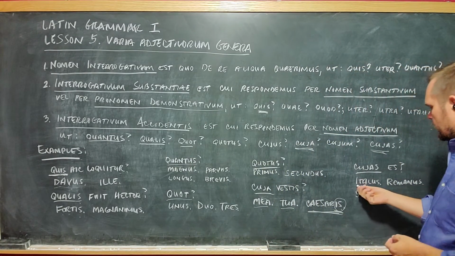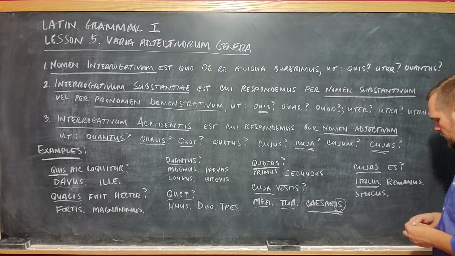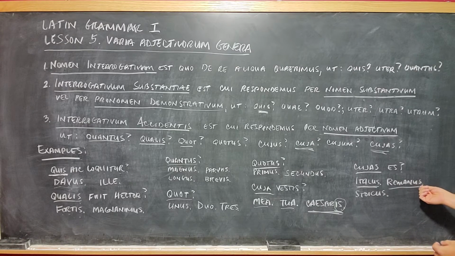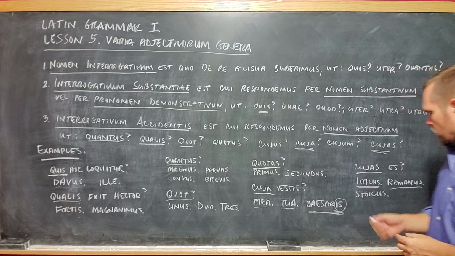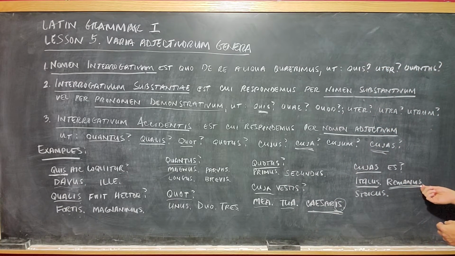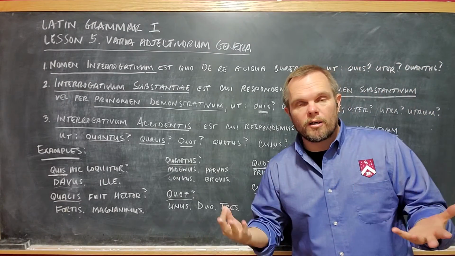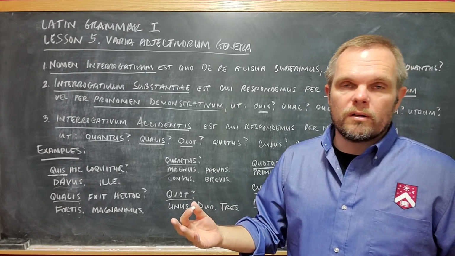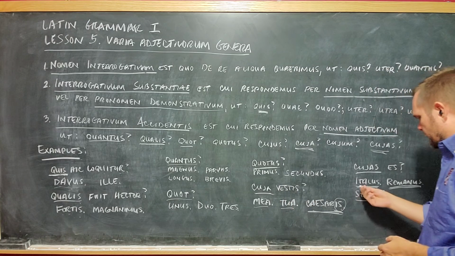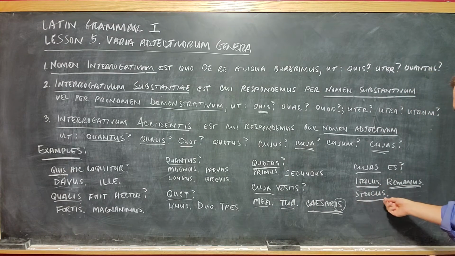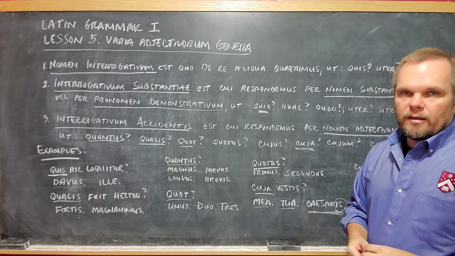One answer could be Italus. I am from Italy. Italus would better be translated as Italian. Another could be Romanus, Roman. Stoicus means stoic, I am from the Stoic school of philosophy. Okay? Whose are you? I'm Italian, I'm Roman, I'm Stoic. So cuias is another example of an interrogative noun of accident.